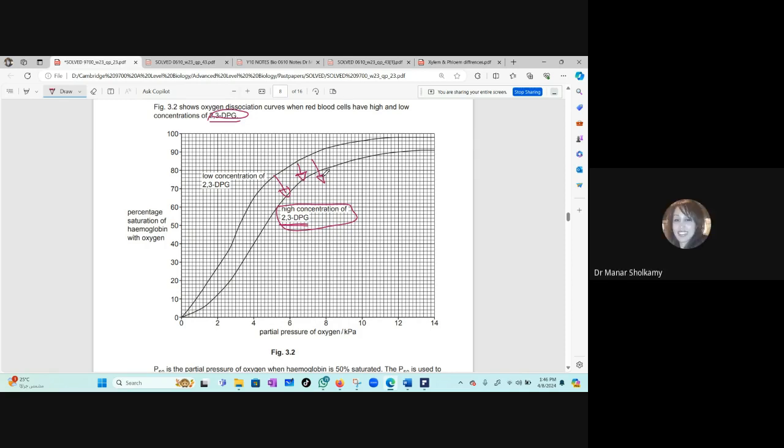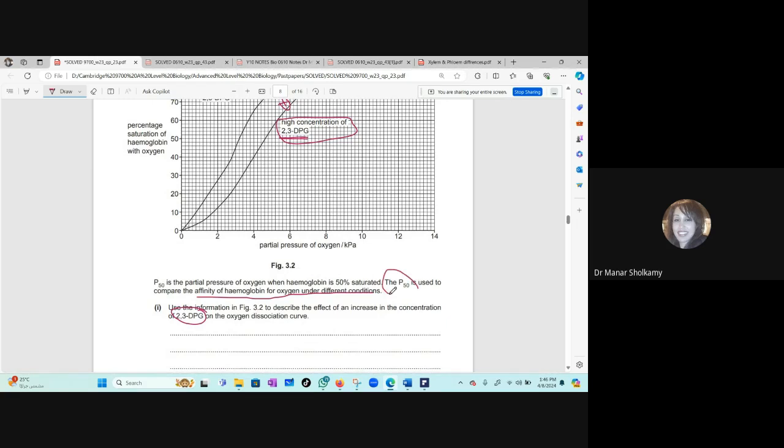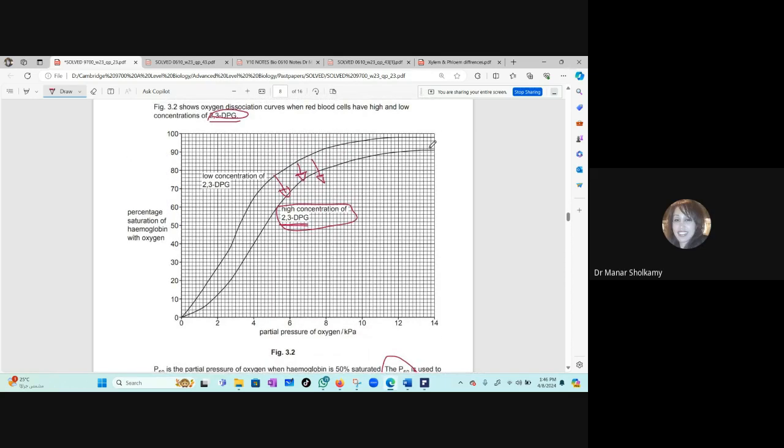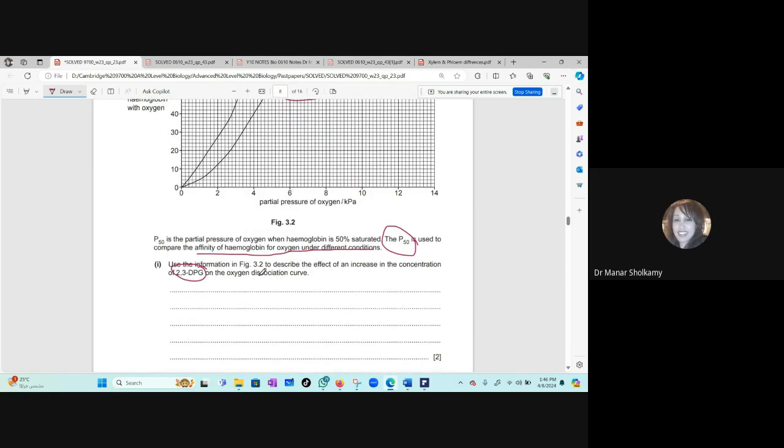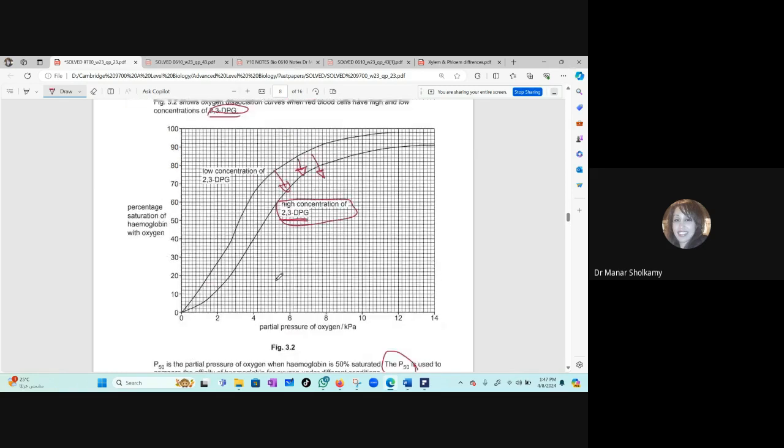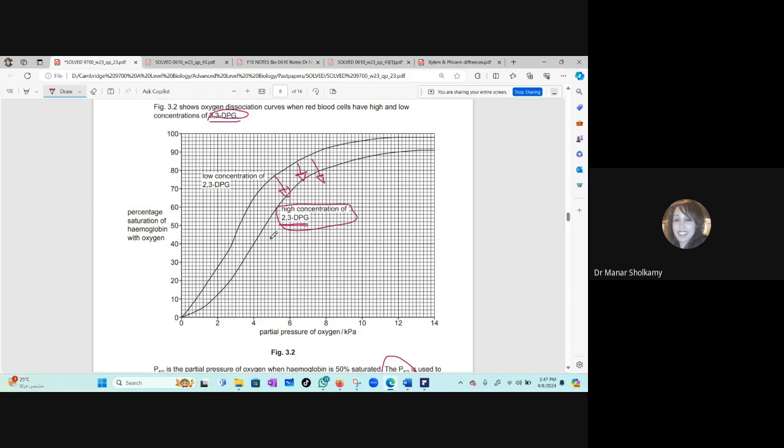If I want numbers from the graph, which percentage saturation of hemoglobin will I use? 100%? The maximum Vmax? No. The Vmax, they never meet actually. You will use the 50%. P50 is the partial pressure of oxygen when the hemoglobin is 50% saturated. It is used to compare the affinity. Read the questions. So I will go through the percentage saturation of hemoglobin at 50 and I will compare.